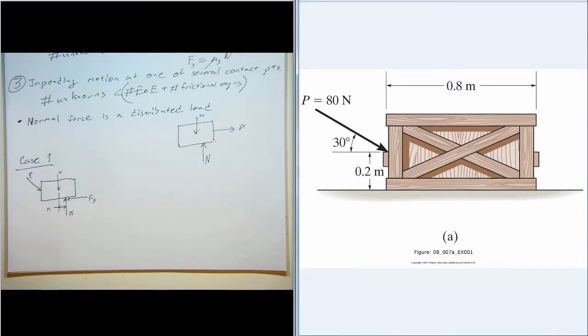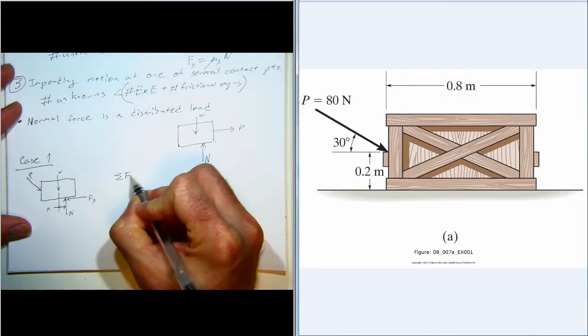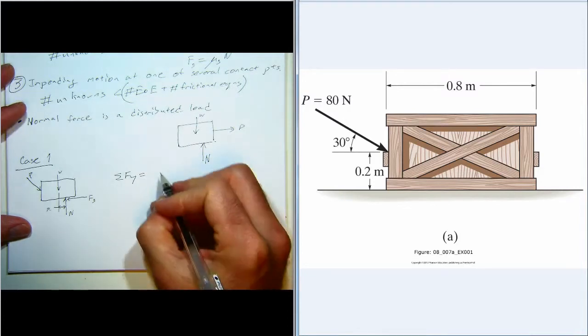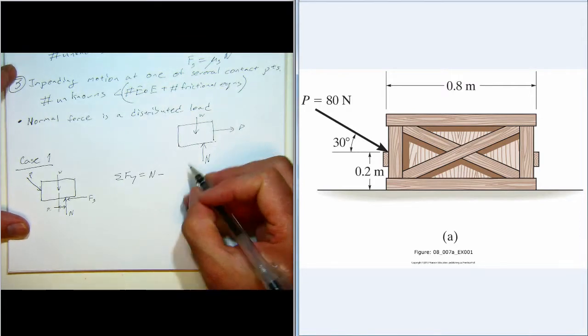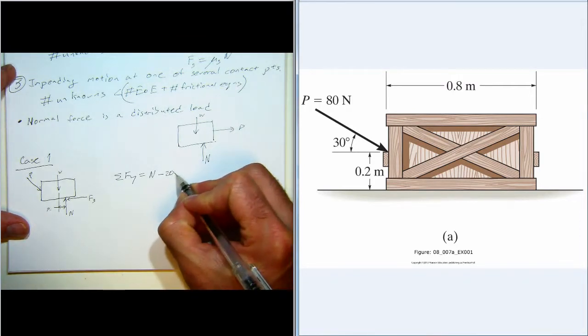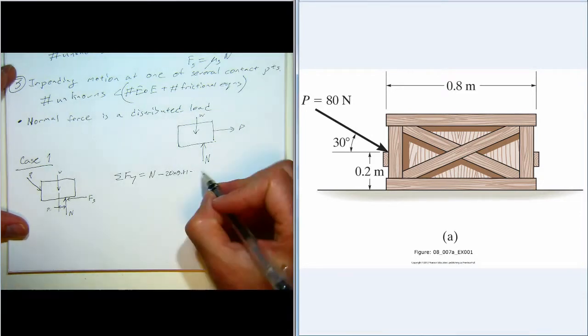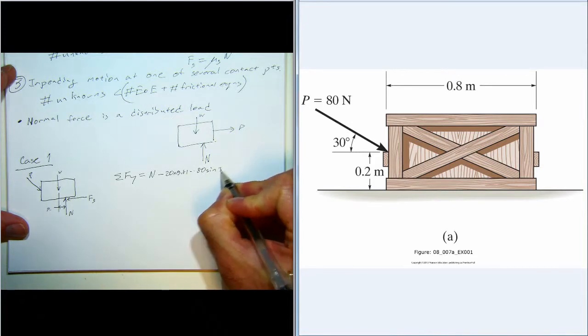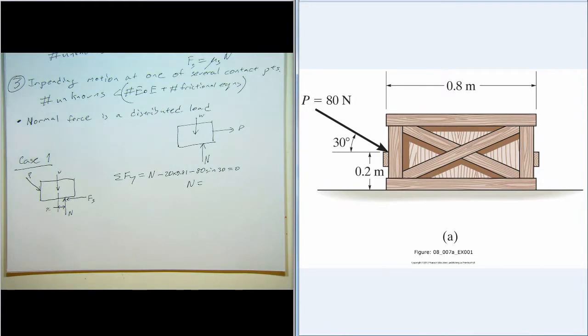And so that's the other scenario where we could have the box not be in equilibrium. So we'll go ahead and find the normal force by taking force balance in the y direction. So we have normal force minus, and the weight is 20 times 9.81, and then we have minus 80 times sine of 30, and that all equals 0. So that gives us that the normal force is 236.2 newtons.